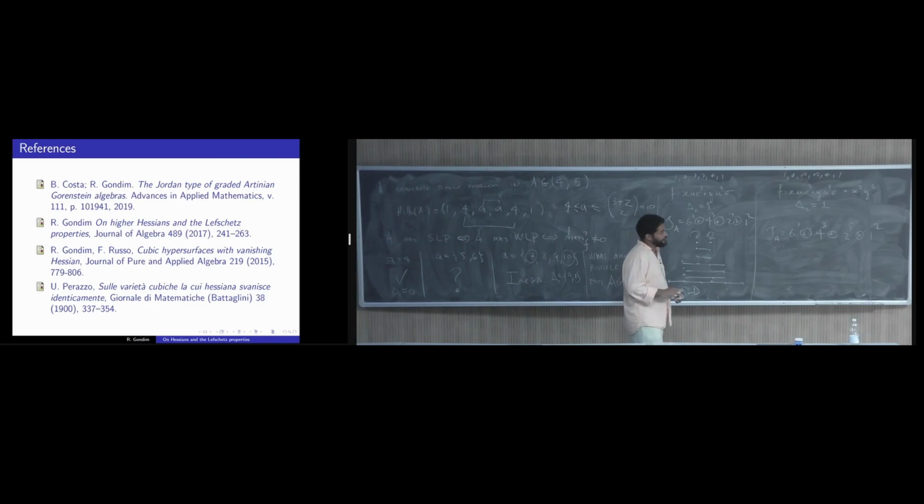The main reference for this last lecture is this paper, the Jordan type of graded Artinian Gorenstein algebras. And also we use some other results about forms with vanishing Hessian. And it concludes the course. I would like to thank ICTP and CIMPA for the opportunity. And that's it.